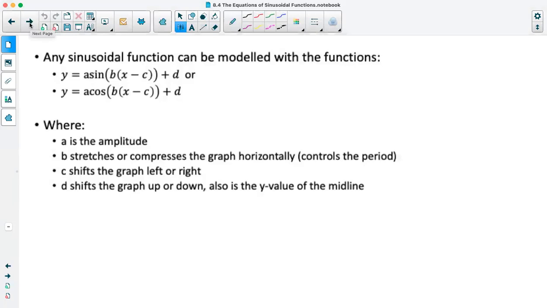Any sinusoidal function can be modeled with a function y equals a sine of b x minus c plus d, or y equals a cos of b x minus c plus d, where a is our amplitude, b stretches or compresses our graph horizontally, so it controls our period, c shifts our graph left or right, and d shifts our graph up or down. It is also the y value of our midline.